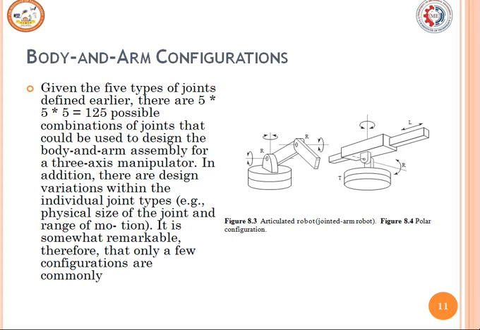There are design variations within the individual joint. It is somewhat remarkable that only a few configurations are common. But if you take the polar configuration, here there is one linear motion and two rotary motions with respect to the joints in the case of the polar configuration type of robot.